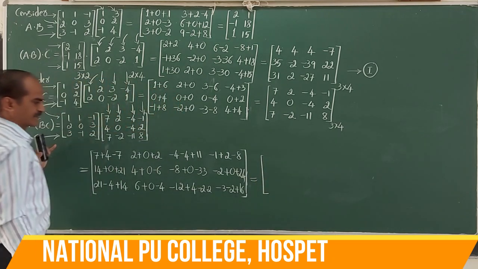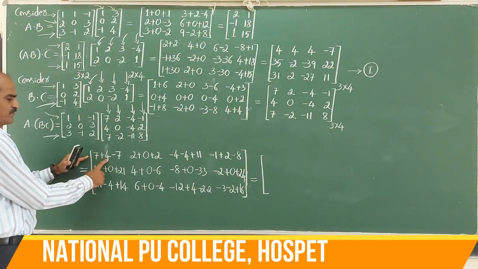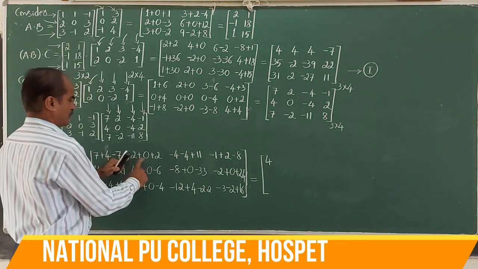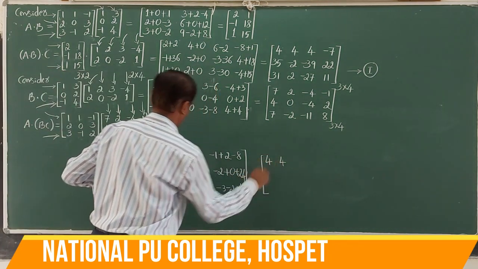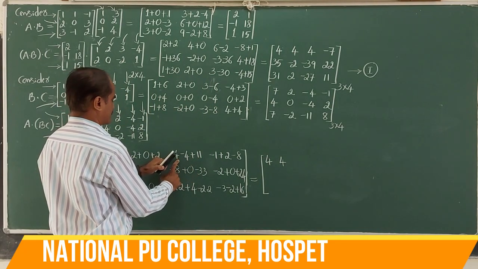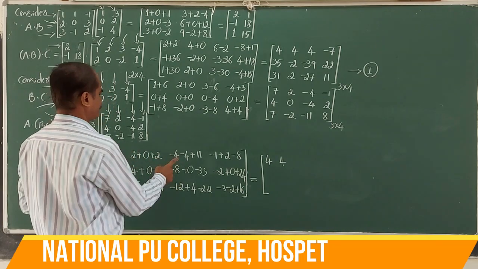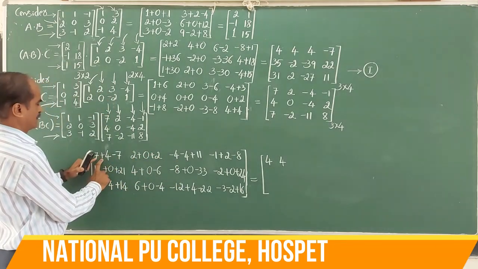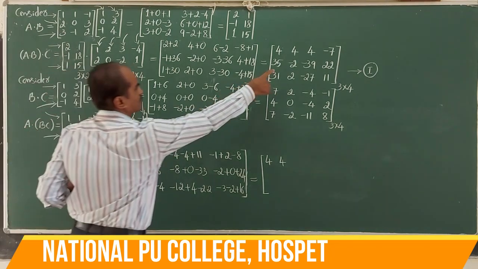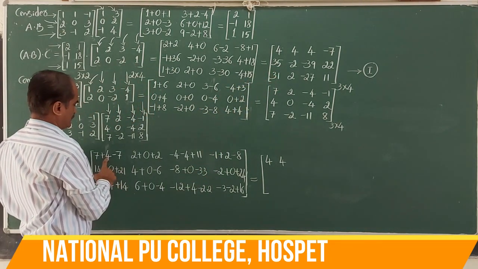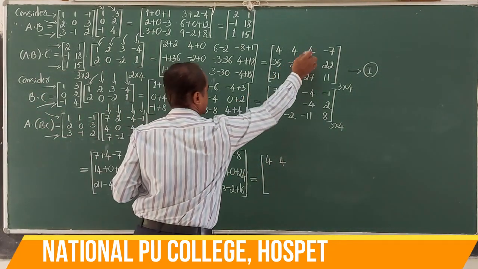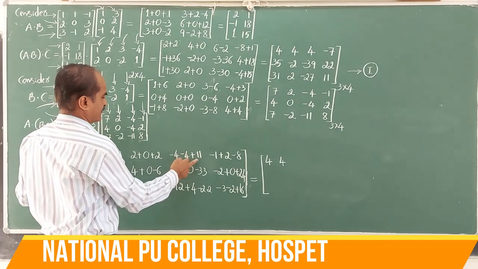Simplify and rewrite this. 7 plus 4, 7 minus 7 cancels, 4. 2 plus 2, 4. Here 11 minus 8. You can observe here, this is A times BC, this is AB times C. This is the matrix I had to get. Okay, first two elements 4, 4. Their third element is 4. Here 11 minus 4 minus 4.